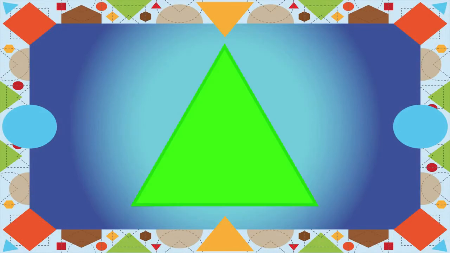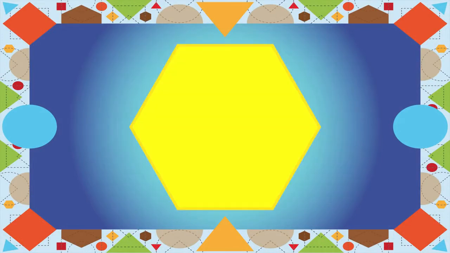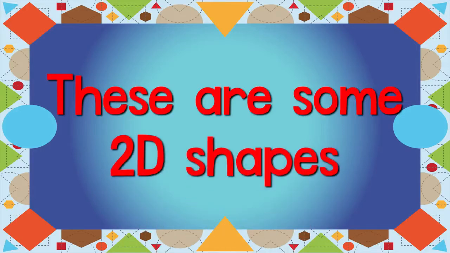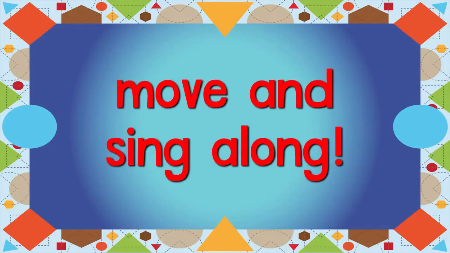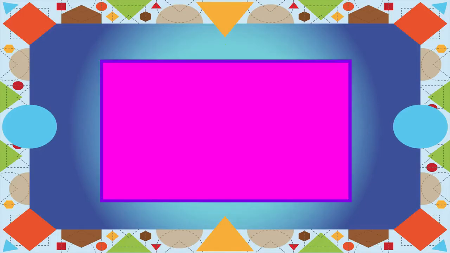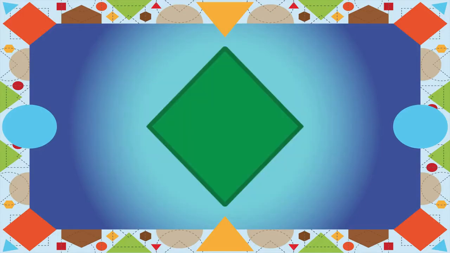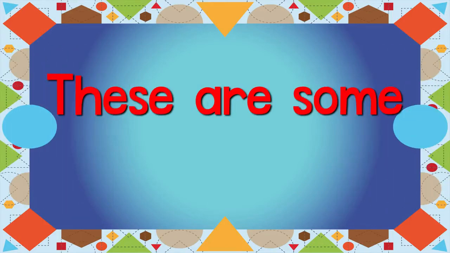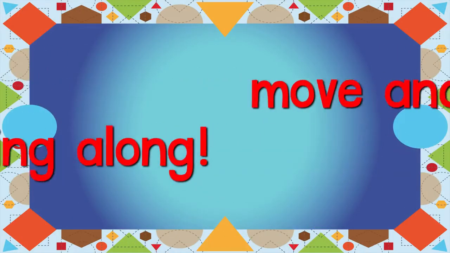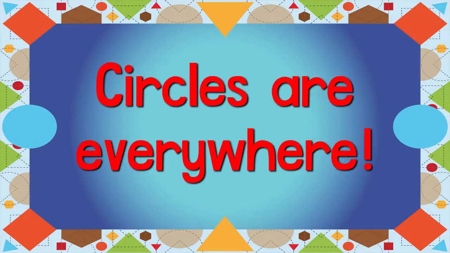Circle, square, triangle, rectangle, hexagon, and rhombus. These are some 2D shapes. Move and sing along. Circle, square, triangle, rectangle, hexagon, and rhombus. These are some 2D shapes. Move and sing along.